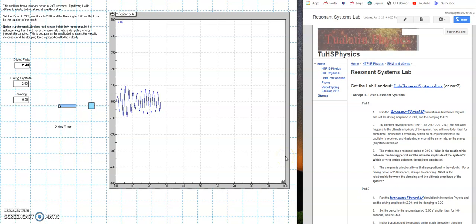So this is the first part of the Resonance Systems Lab, and I'm so sorry you can't just sit here and play with these simulations, but you can't. So run this simulation. That's the simulation right here. So try different periods. Let's try 1.6.